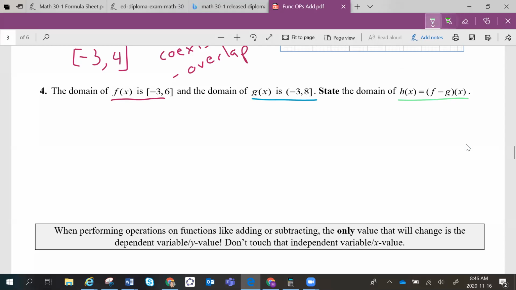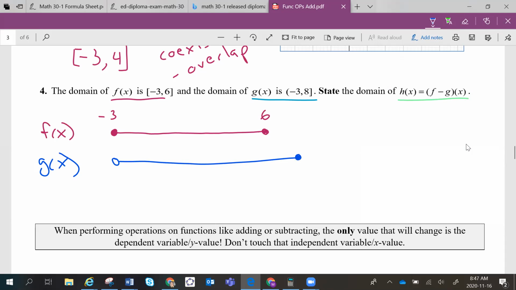Well, on questions like this, where they're just giving me domains, I like to draw a pretty picture. And I'm not very good at drawing. So I'm going to draw a pretty picture. That's as good as my pretty picture gets. There's f of x. And I'm going to say, here's x is -3. Here's x is 6. Okay, there's my pretty picture. It's a straight line. I'm going to draw g at x. Well, g at x doesn't include -3, and it goes a little bit further over here to 8.